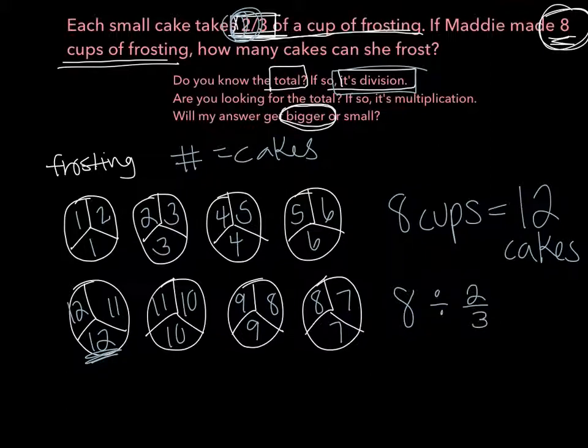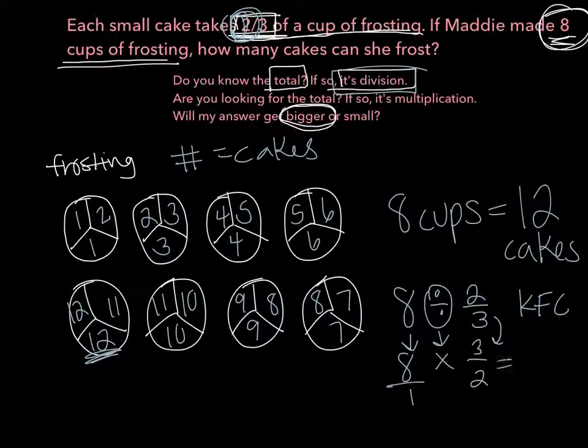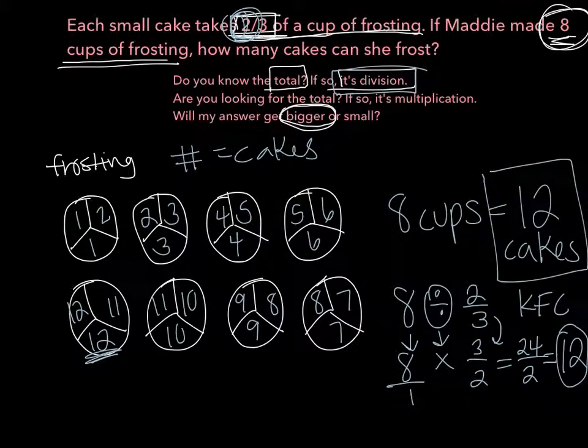This is a division problem, and we know division, we use KFC. So keep 8, flip 2/3 to 3/2, and change division to multiplication. So I'm going to put a 1 under my whole number. 8 times 3 is 24. 1 times 2 is 2. And 24 divided by 2, that's a math fact, that is 12. So my final answer is 8 cups of frosting will make 12 cakes. And I can check it and see that my answer did get bigger.